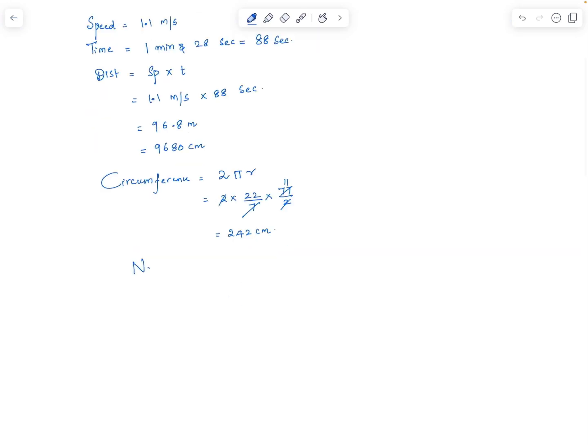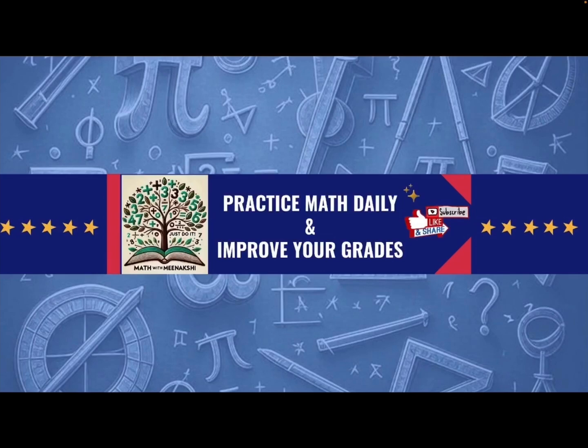To get the number of revolutions, we have to divide the distance spanned by the circumference, which is 9680 upon 242, which is 40.